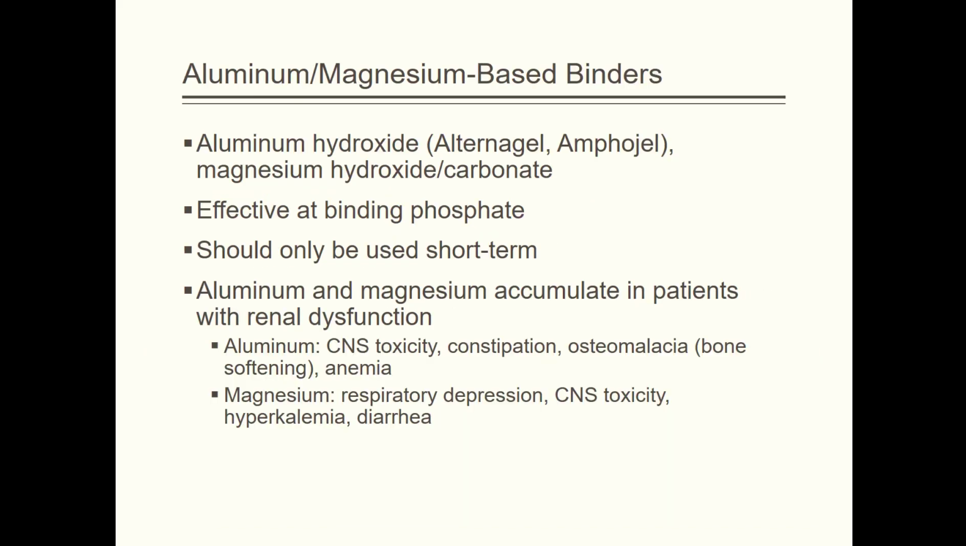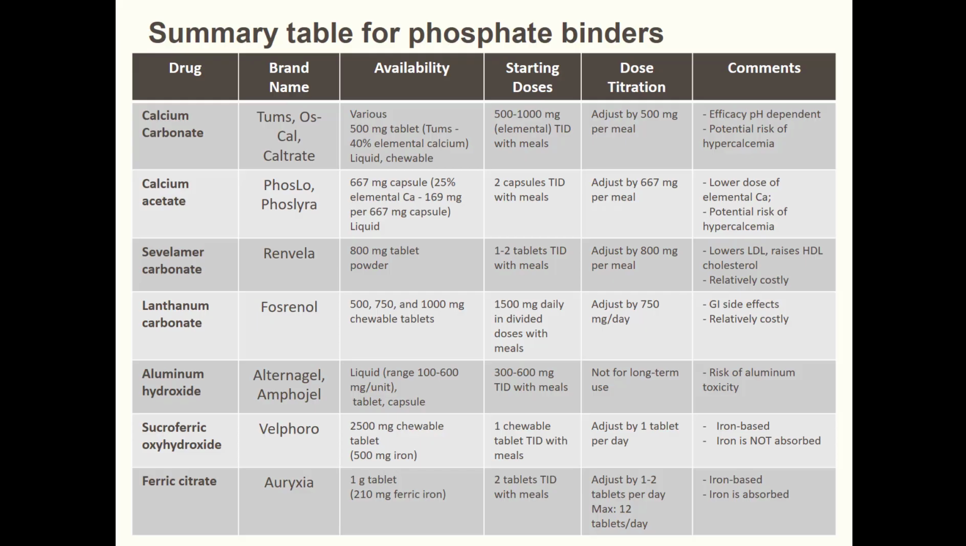Aluminum hydroxide and magnesium hydroxide are effective at binding phosphate. However, it's only used as a short term. Aluminum and magnesium accumulate in patients with renal dysfunction. Aluminum can cause CNS toxicity, constipation, bone problems, anemia, whereas magnesium can cause respiratory depression, CNS toxicity, hyperkalemia, and diarrhea. This is a summary table for phosphate binders.